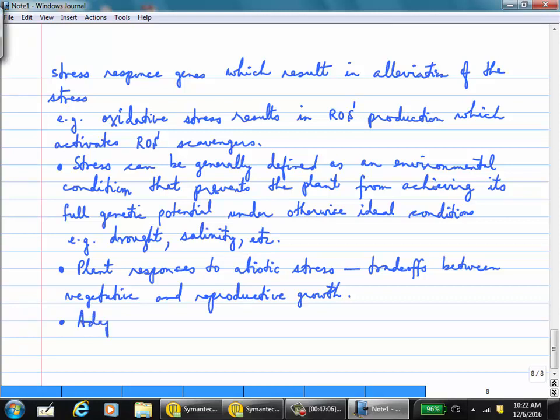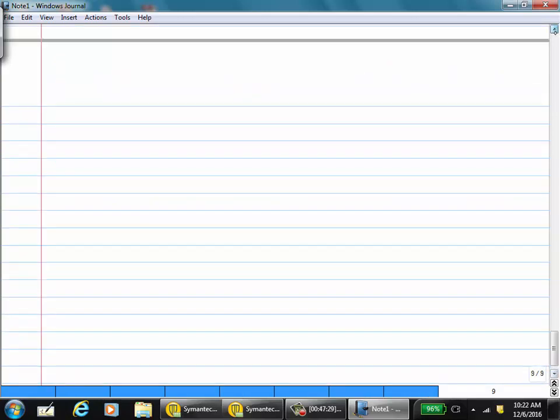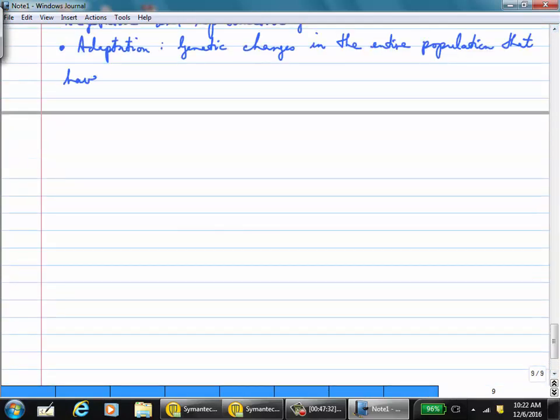So adaptation is genetic changes in the entire population that have been fixed by natural selection over many generations.